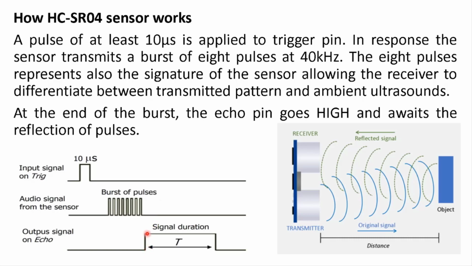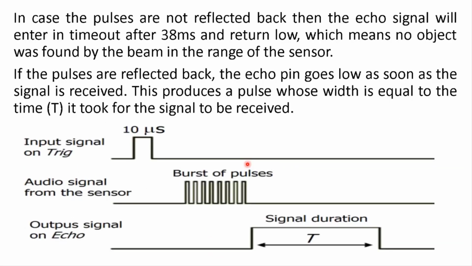So here the echo pin goes high, and when the reflected signal is received, the echo pin goes low. So here is the transmitter that transmits the ultrasonic wave, and the object will reflect the signal, and the receiver will receive these 8 pulses as the signature, and it will make the echo pin go low. In case the pulses are not reflected back, then the echo signal will time out after 38 milliseconds and return low, which means no object was found by the beam in the range of the sensor.